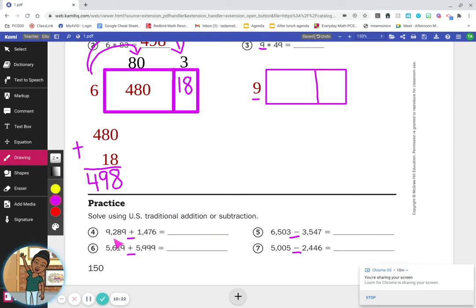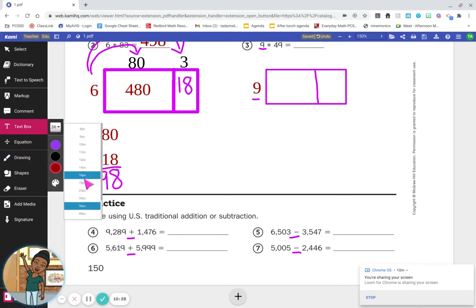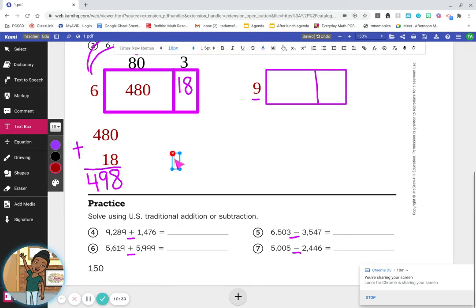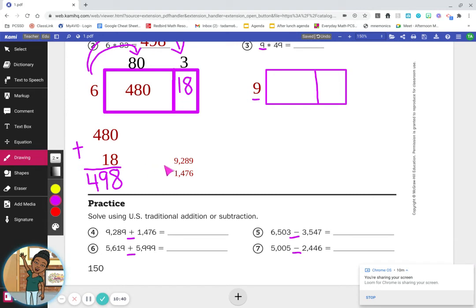If I'm solving 9,289, I'm going to go ahead and type that, so you can see exactly what I mean by using your place values. 9,289 plus 1,476 equals, how would I solve that? First, I lined up my equation. Each number has the same number of digits, so that was nice.